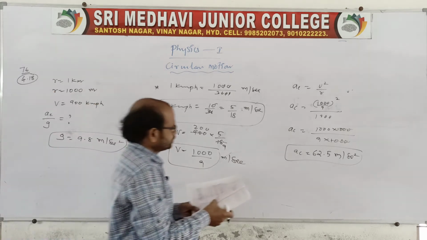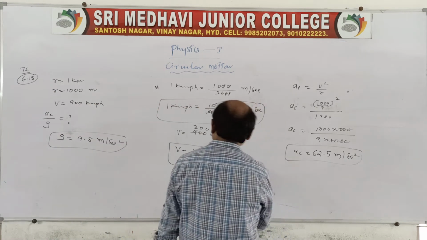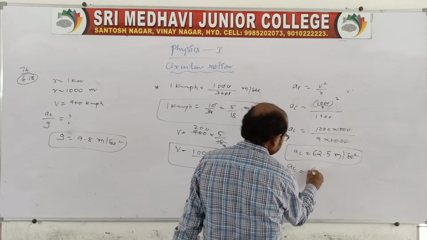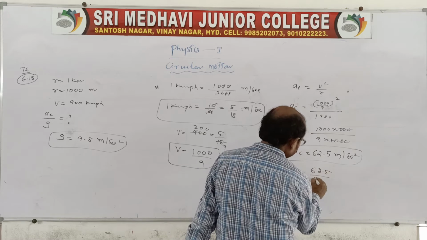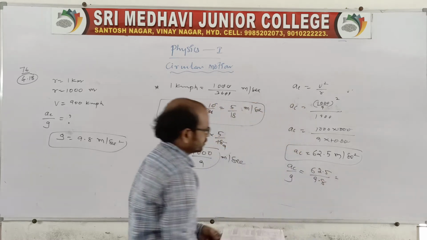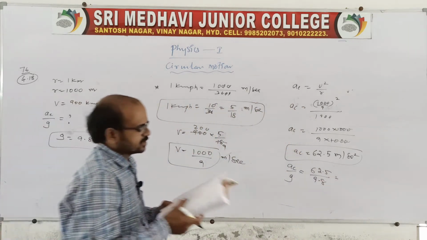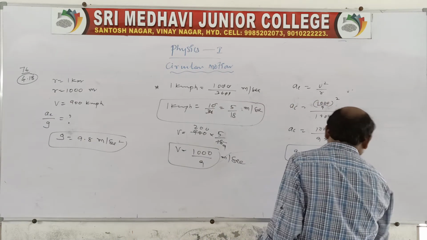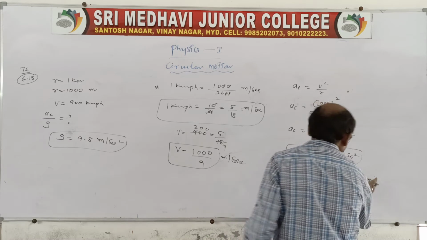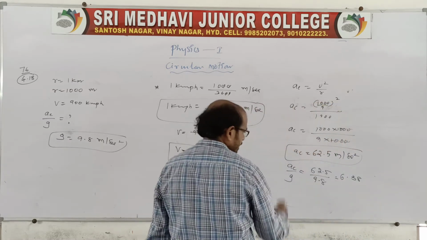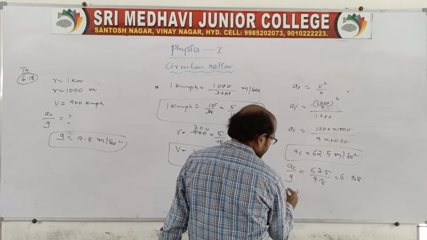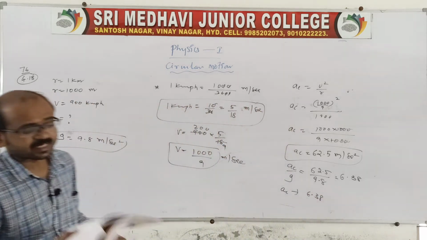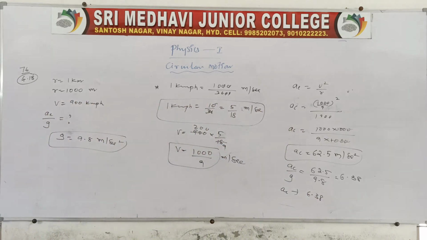Right? So here it is centripetal acceleration, but the question asks for a comparison between a_c and g. So you take 62.5 divided by 9.8. Therefore again you divide with this value, then you get 6.38. I mean to say it is in terms of g. Therefore the centripetal acceleration is 6.38 times greater than the acceleration due to gravity.